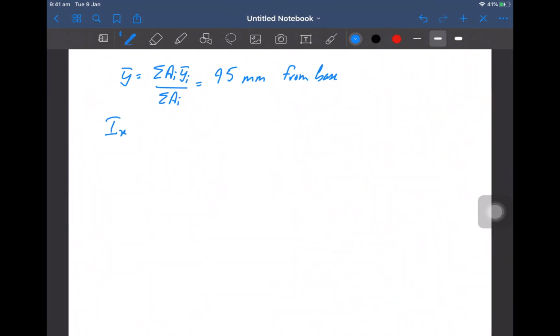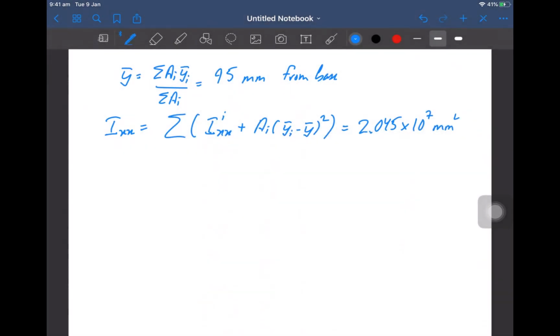You also need to find your second moment of area. So you use your parallel axis theorem. Find it for each solid, partition it. And then you get a second moment of area having a magnitude of 10 to the power of 7 millimeters to the power of 4. Okay? So once we remove the plastic moment, the section is going to be elastic.